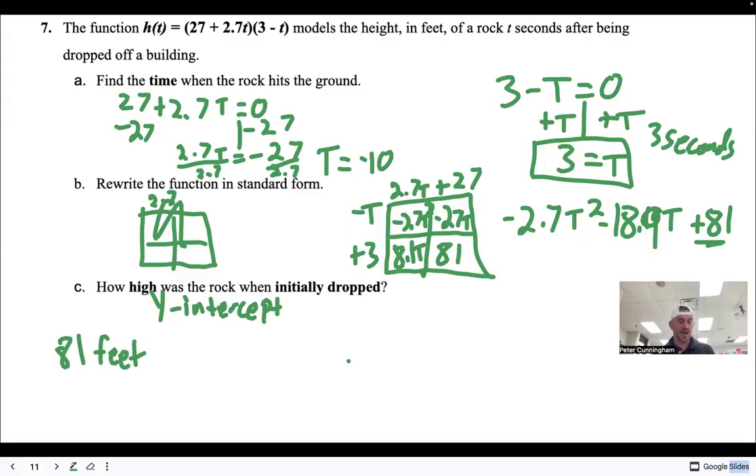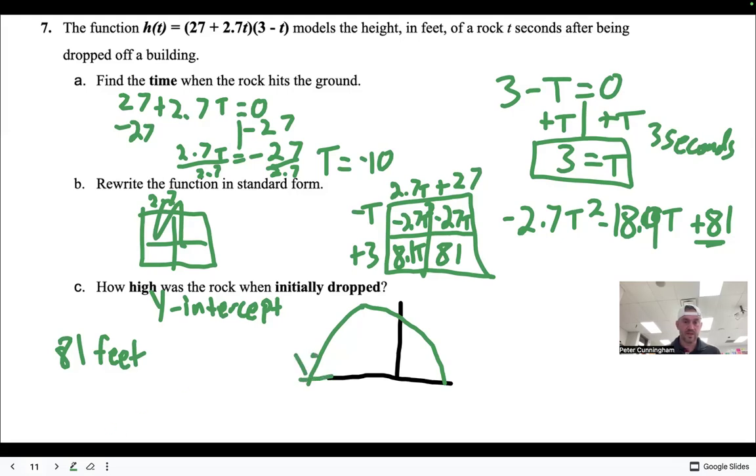Okay, so if we're putting this on a grid, we're looking at this rock being dropped here. It's going to be modeled with a parabola.